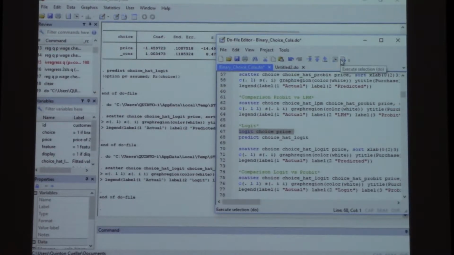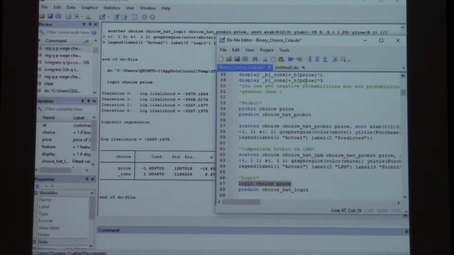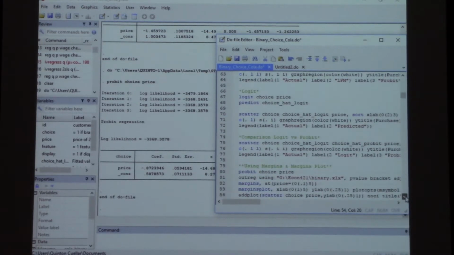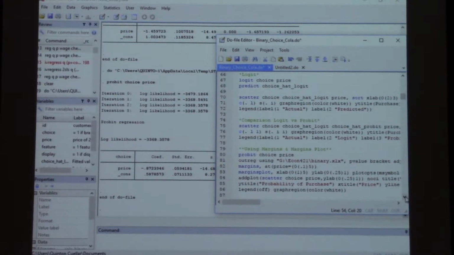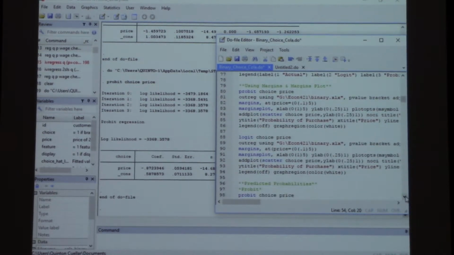Logit ran instantaneously, and I ran probit. I don't know if it felt slower. You can't see if one's faster than the other. So there are going to be processes that make a difference. Margins and margins plots are a lot more useful in our binary stuff.